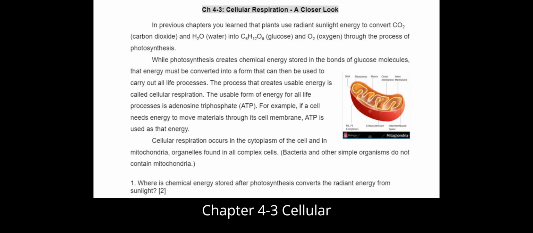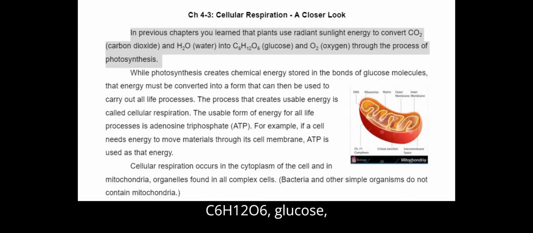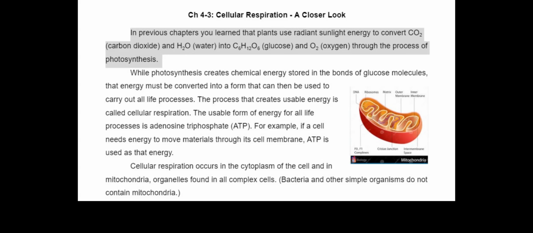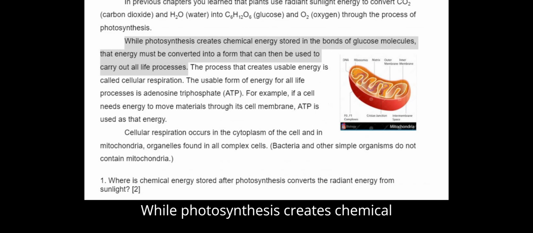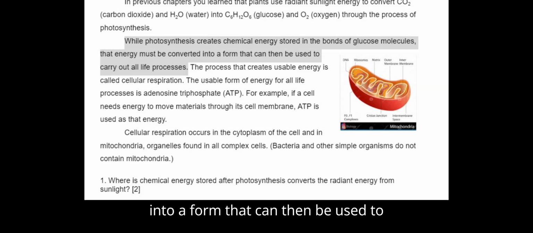Chapter 4-3 Cellular Respiration, a closer look. In previous chapters you learned that plants use radiant sunlight energy to convert CO2, carbon dioxide, and H2O, water, into C6H12O6, glucose, and O2, oxygen, through the process of photosynthesis. While photosynthesis creates chemical energy stored in the bonds of glucose molecules, that energy must be converted into a form that can then be used to carry out all life processes.